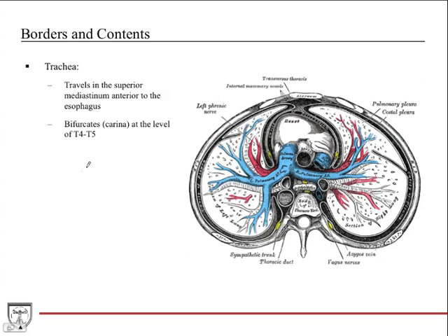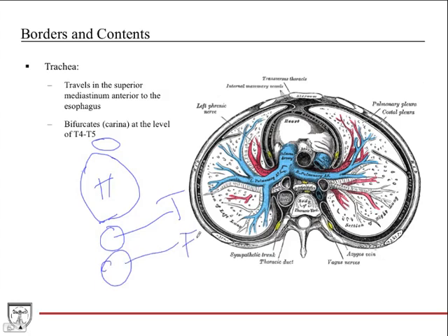So if we show you the heart here, this is the heart. This would be the sternum here. And then you have the trachea, which is traveling in here. And then you have the esophagus, which travels posterior to the trachea. And then you have the vertebral body like this. And then you have the ribs that come out like this. So that's just to give you an idea of the spatial anatomy.